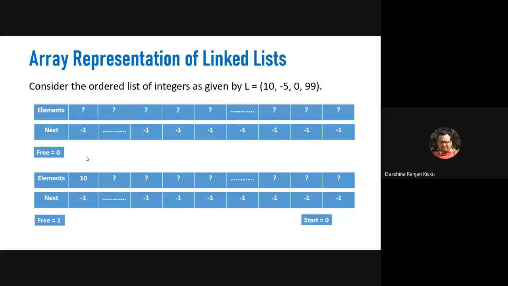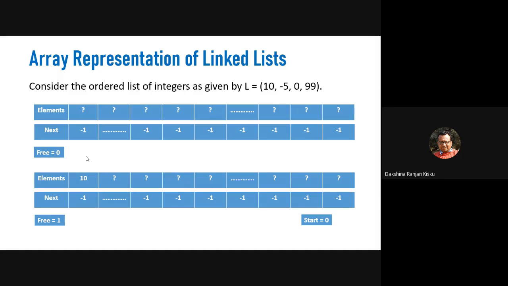Now how is it done? Suppose we have been given a list of four integer numbers: 10, -5, 0, and 99. To represent this list using array representation, we have to think of the elements in the list as being stored into a linked list which is represented by two different arrays.